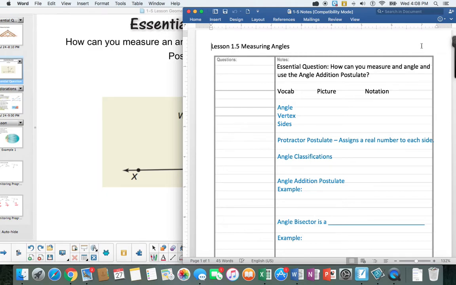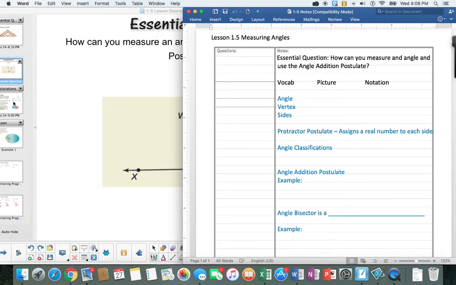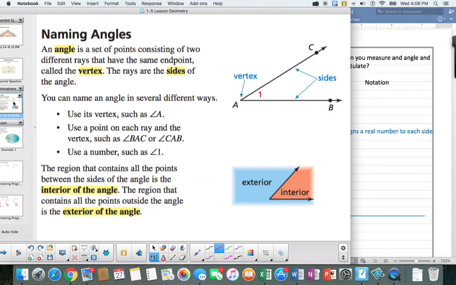We are going to have vocabulary, we're going to have a postulate, actually two postulates, and a definition. Leave room for some examples. Naming angles. So this first vocabulary word, and you need to draw the picture. And you can see that there's different parts to the angle. This part is called a vertex, and these things are called the sides.